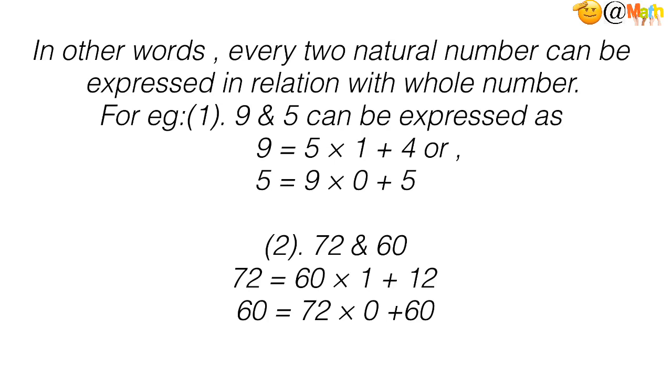For example, 9 and 5 can be expressed as 9 is equal to 5 into 1 plus 4, or 5 is equal to 9 into 0 plus 5. Next example, 72 and 60. 72 can be expressed as 60 into 1 plus 12, and 60 can be expressed as 72 into 0 plus 60.